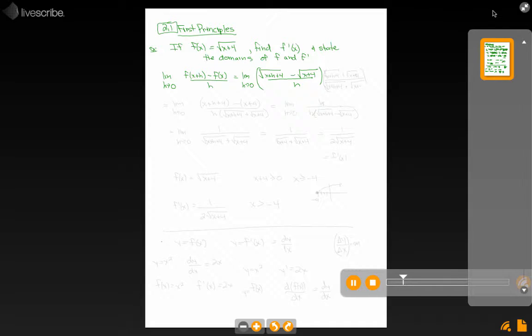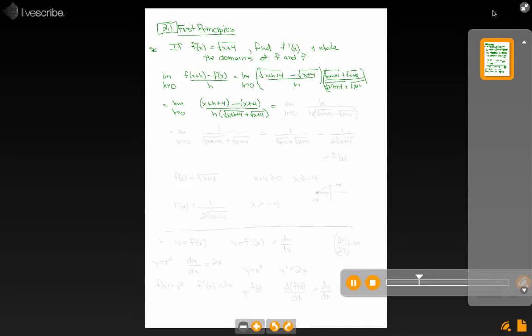At this point we need to rationalize because we can't just put in h as 0 there, so we multiply by the conjugate of the numerator. On the top and on the bottom, we put the square root of x plus h plus 4 plus the square root of x plus 4. What that does is change what this looks like without changing its value. I'm going to have x plus h plus 4 minus (x plus 4), all that over h times the square root of x plus h plus 4 plus the square root of x plus 4.